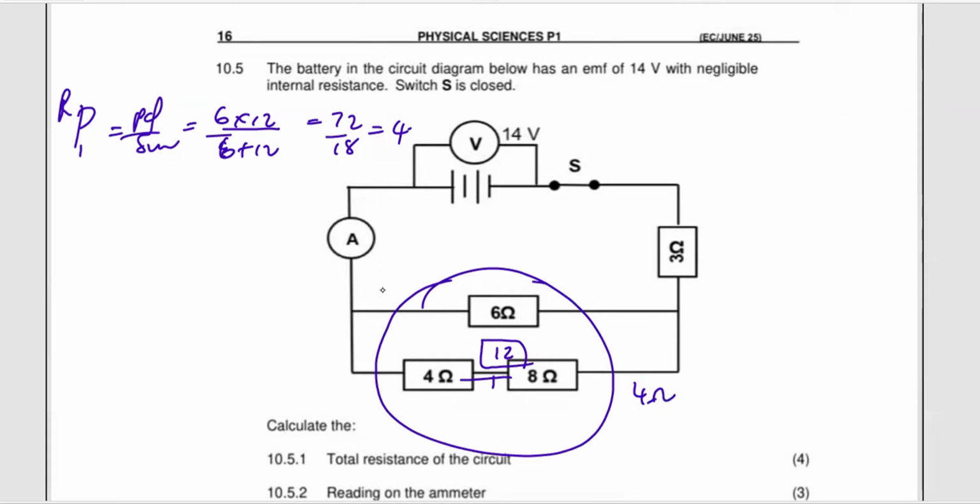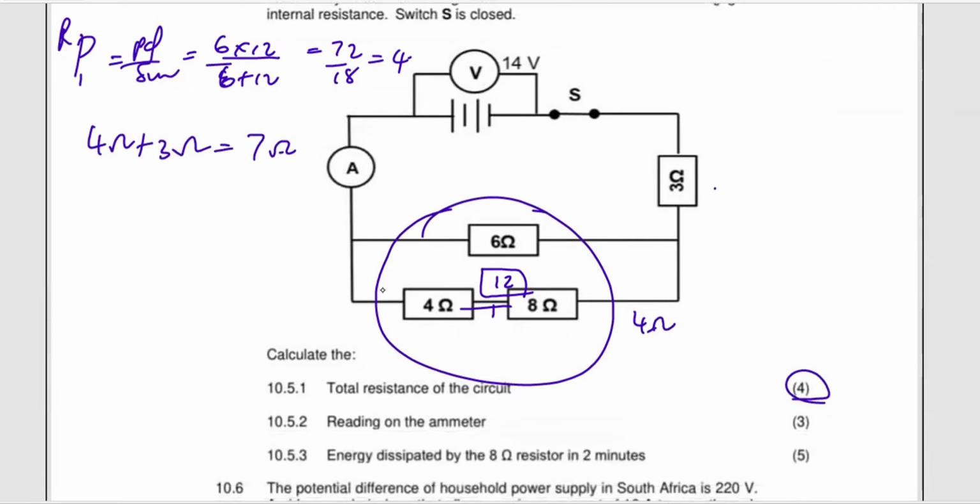Now, if it's 4 ohms plus the 3 ohms, it's going to give me 7 ohms. So that is the total resistance. Then they want us to get the reading on the ammeter, so they're asking for the current.